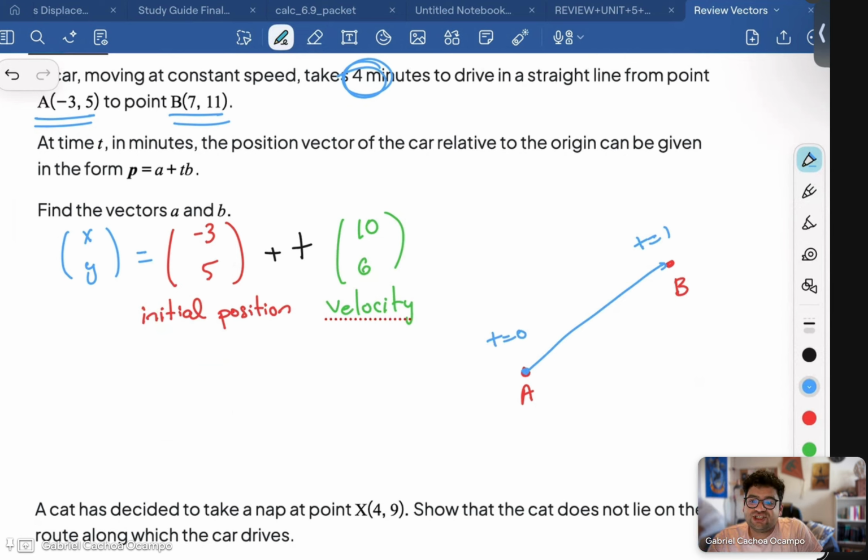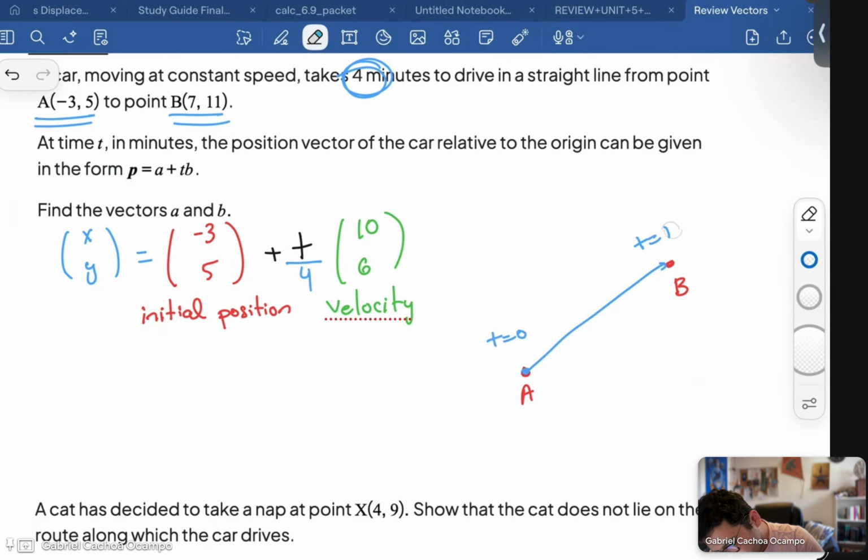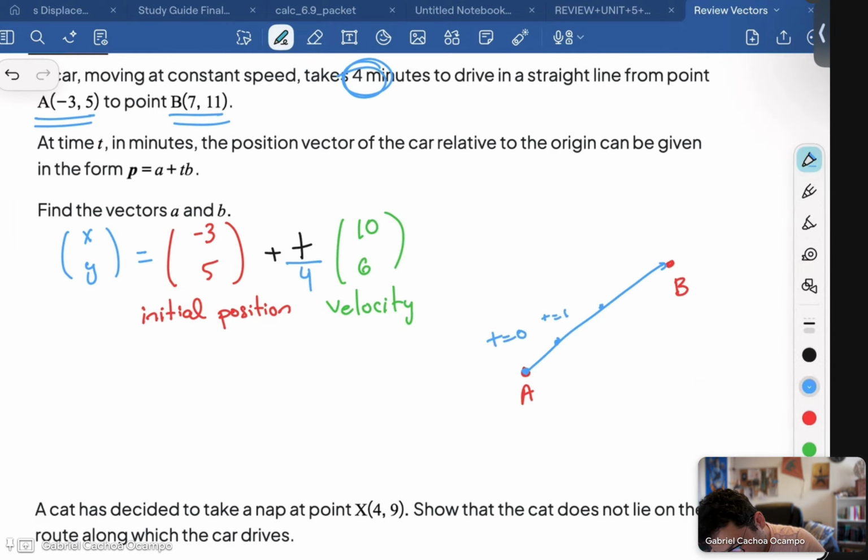So I need to make a change in this equation so that it takes me 4 minutes. A proposal is that I divide the t over 4. So when t equals 1, I would be standing in 1/4 of the path, no? And when t equals 4, I am going to be standing here in B.